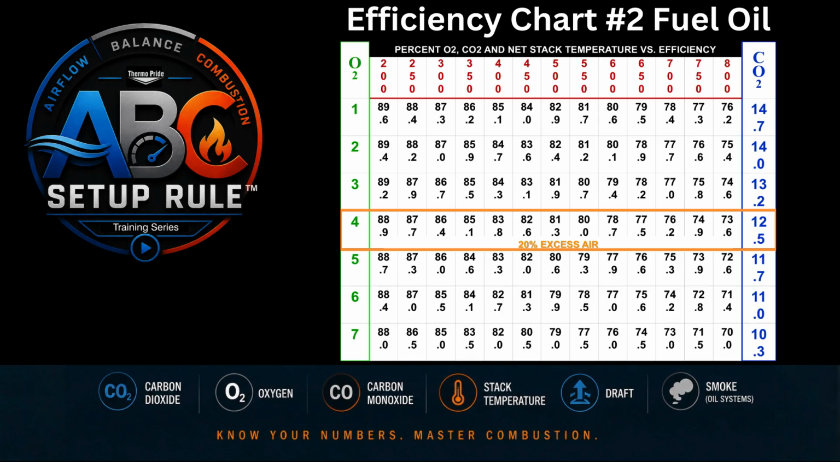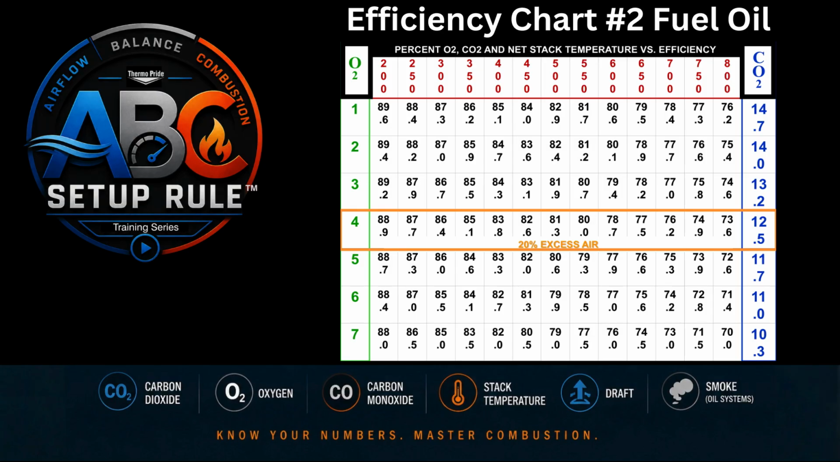Next is the fun part: learning how to read an efficiency chart for number 2 fuel oil using CO2, O2, and net stack temperature. Let's start with CO2 and O2, the most important indicators of combustion quality. CO2, or carbon dioxide, is a direct indicator of how effectively the fuel is being burned. In a properly adjusted system, higher CO2 readings generally mean better combustion efficiency. More of the fuel is being converted into usable heat.